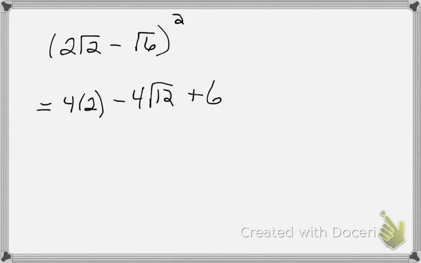If you doubled it, why is it 12? Because it's outside times outside. So if you have 2 root 12 and you multiply by 2, it's just the outside. That gives you 4 root 12.